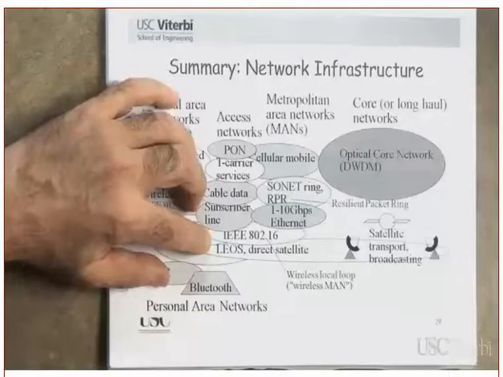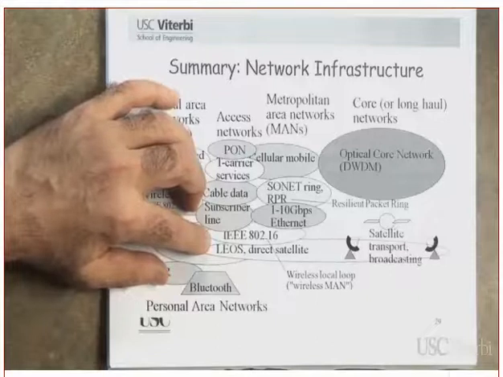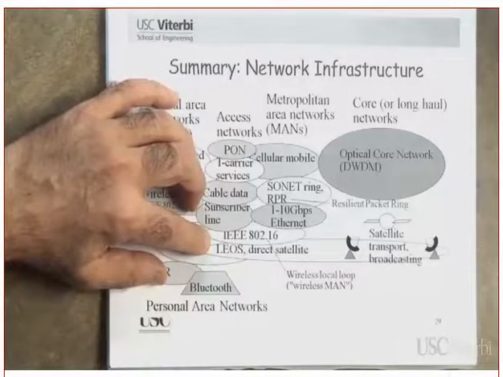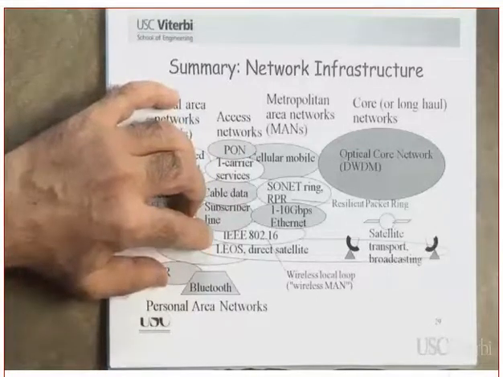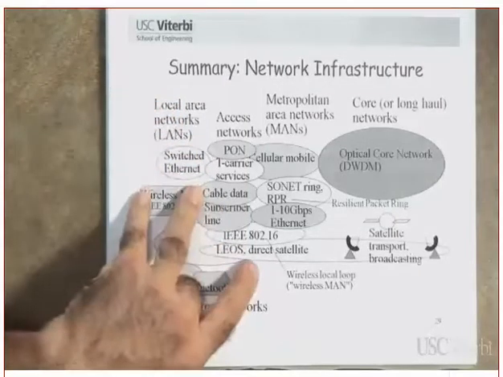802.16. What did we call it? That's the WiMAX. Clear? That's the access, WiMAX, from your residential to what? To the high tower, like I showed you a moment ago. 802.16.